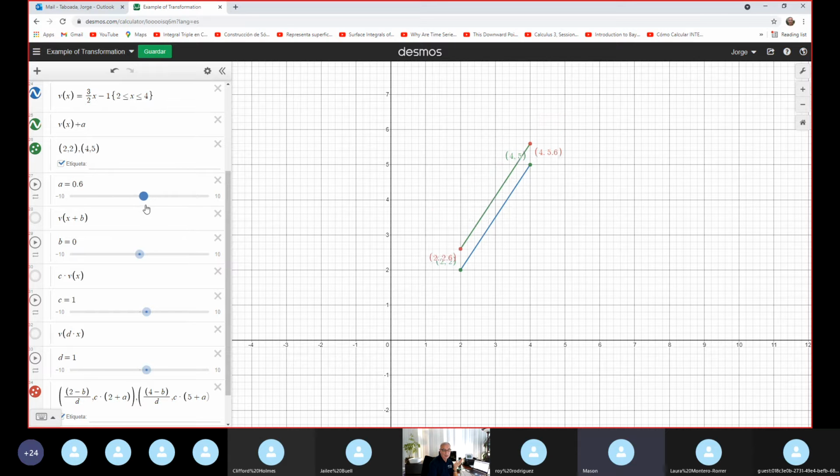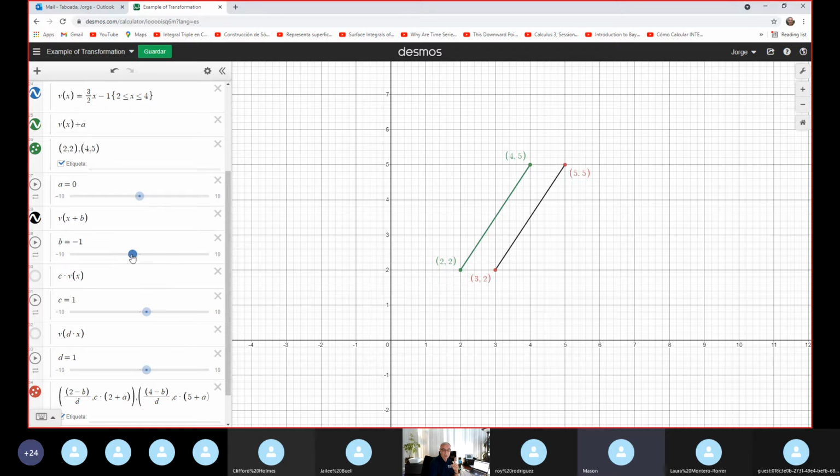Okay, I like that. Let me restore. Okay. Now, a similar idea happens when you change b. B is inside the parentheses. The function I call x plus b. If it is negative, wait a second, let me activate that. If it is negative, then it is a horizontal shift to the right. And if it is positive, it is a horizontal shift to the left.